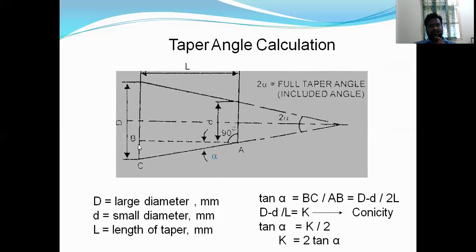So tan alpha equals BC by AB, so D minus d by 2L. So D minus d by L, that is K. So we don't need this. D minus d by L is equal to K. So tan alpha equals D minus d by 2L. Alpha equals tan inverse of D minus d by 2L. So that alpha is the desired angle we are using on the compound rest. We are doing this with the compound rest, right?